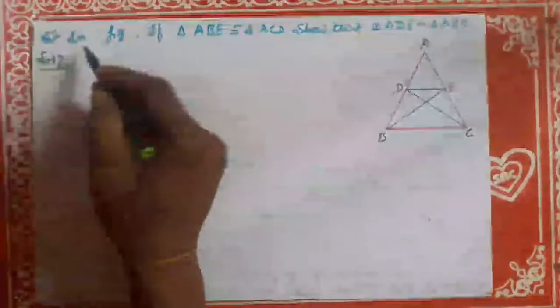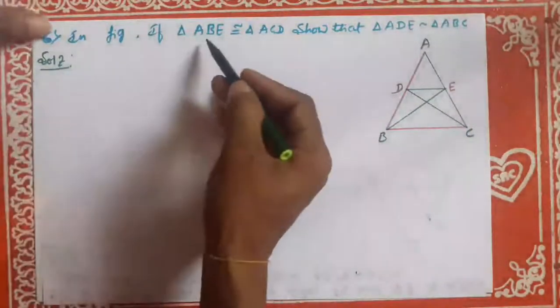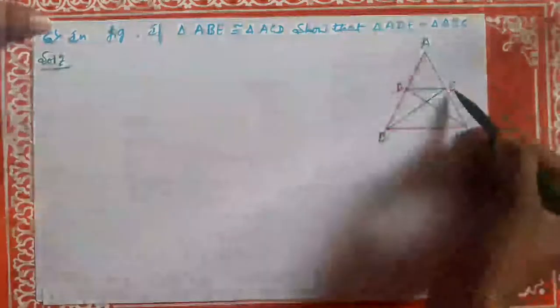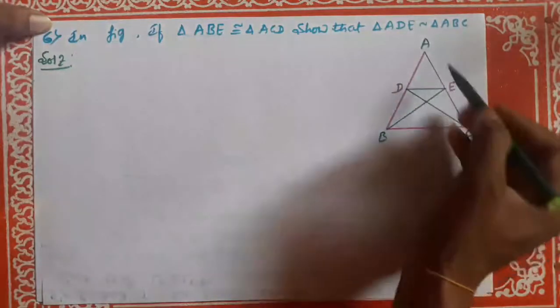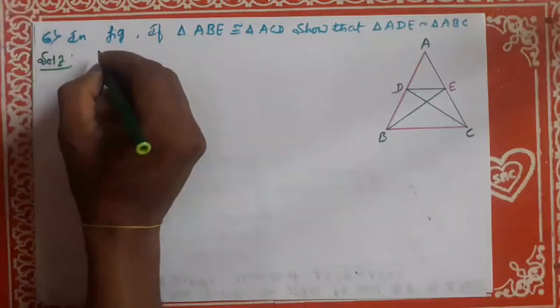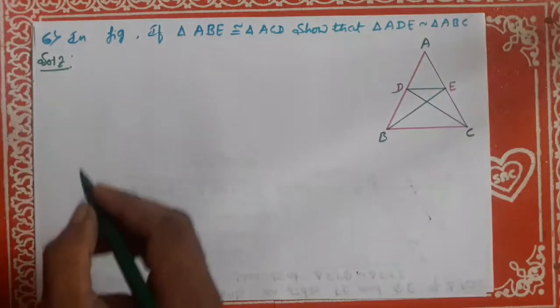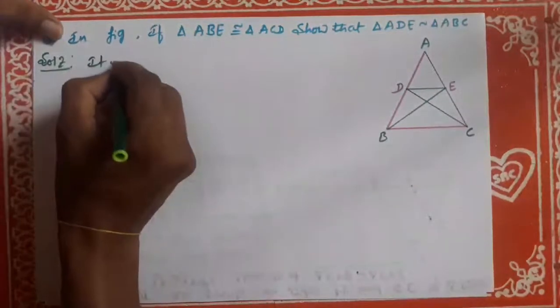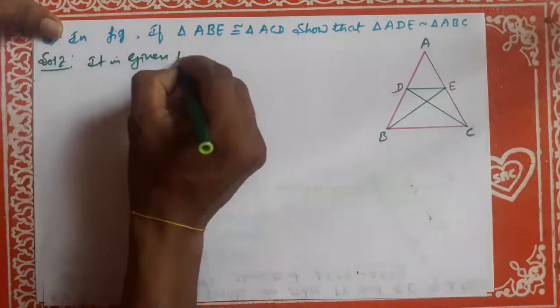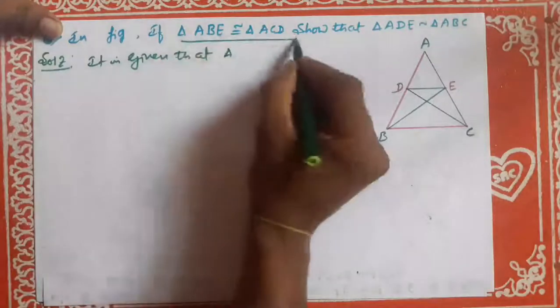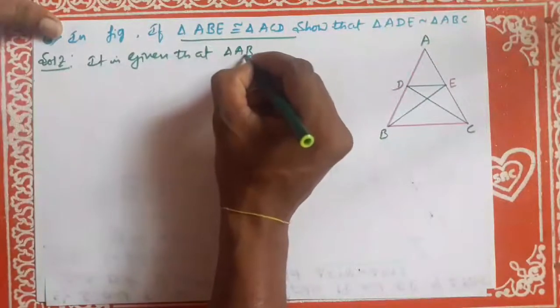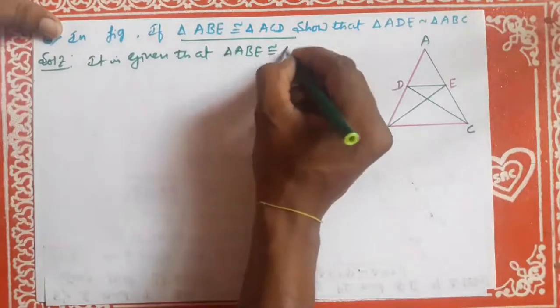Okay, here we have the sixth main question. In the given figure, if triangle ABE is congruent to triangle ACD, we need to show that triangle ADE is similar to triangle ABC. Okay, solution. It is given that triangle ABE is congruent to triangle ACD.